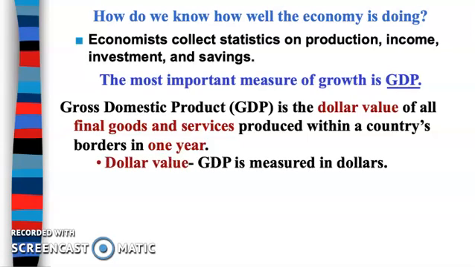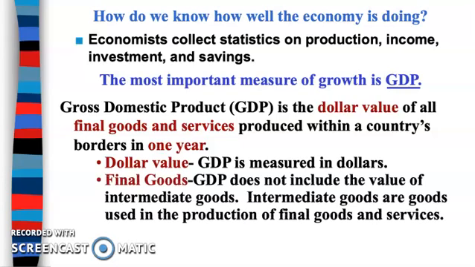So the first one is dollar value. Now, we should understand that GDP is measured in US dollars. So just the total value of things.